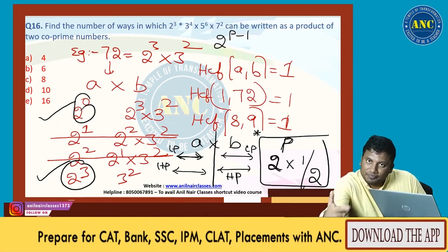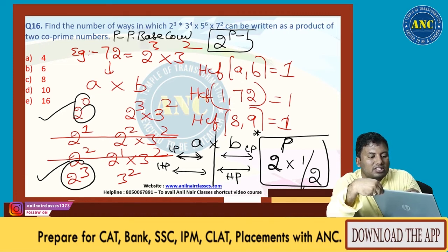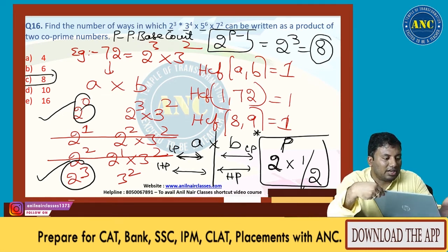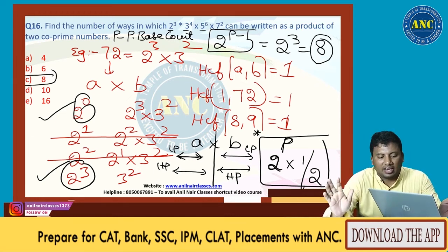Unordered means half of the reverse cases should be eliminated. So it is 2 power p minus 1, where p is the prime base count. Here the primes are 1, 2, 3, 4, so 2 power 4 minus 1, which is 2 power 3. The answer is nothing but 8. I hope it is clear.